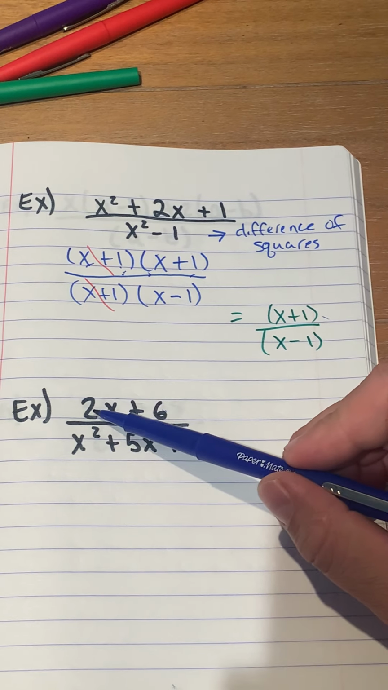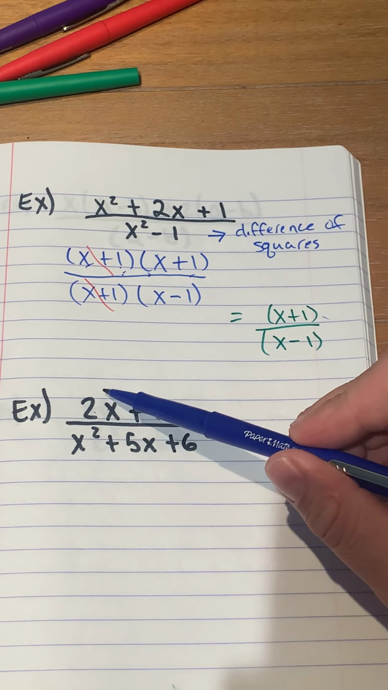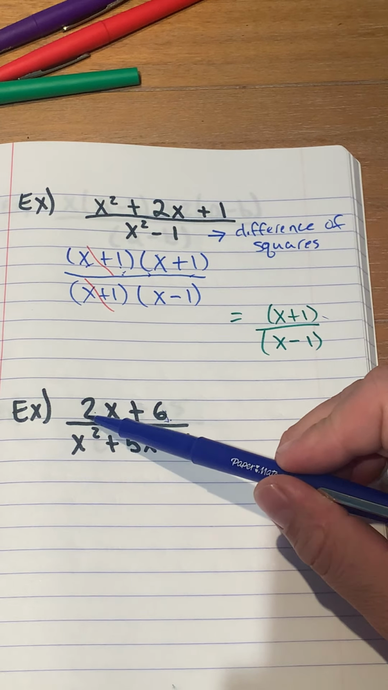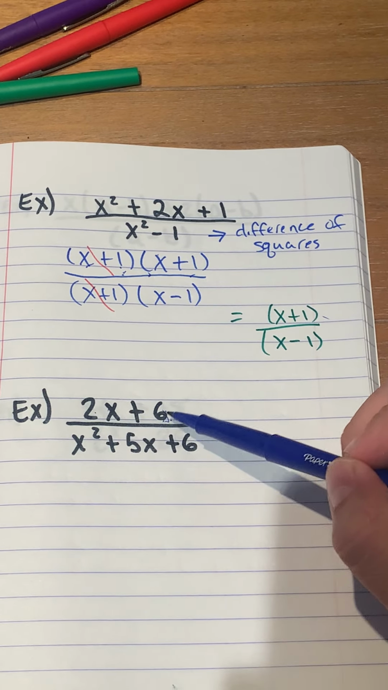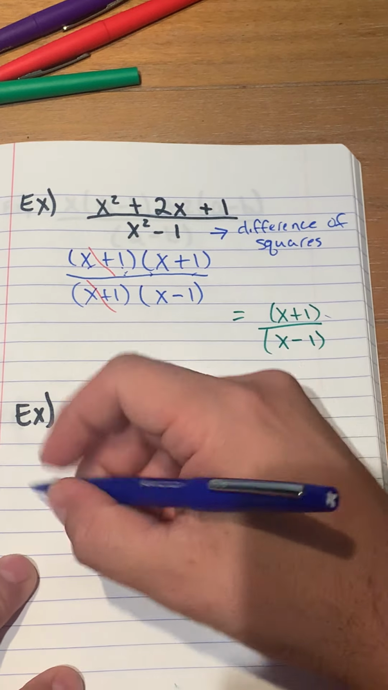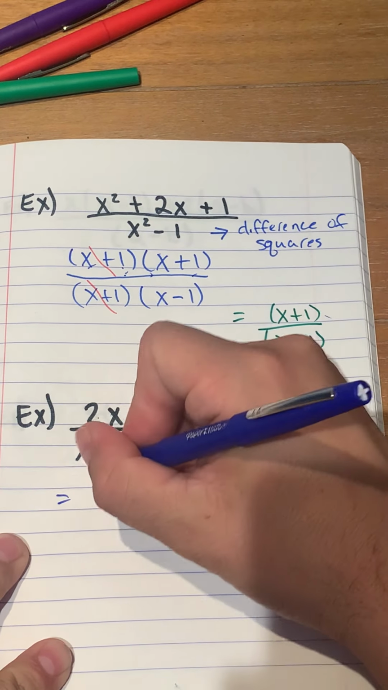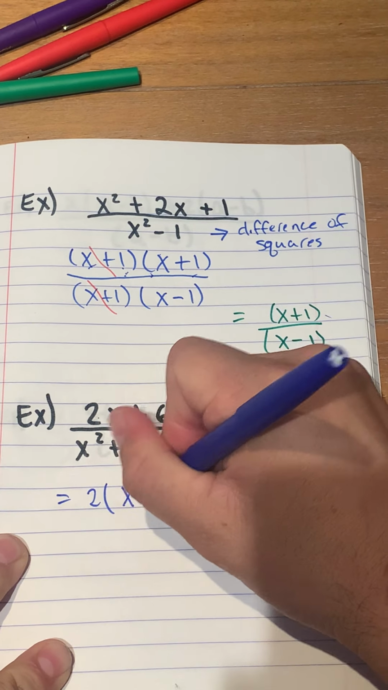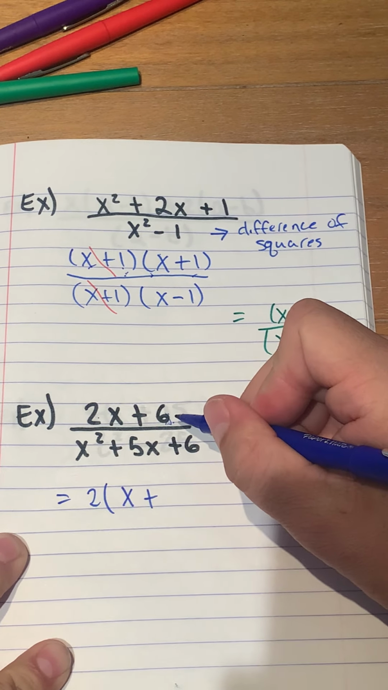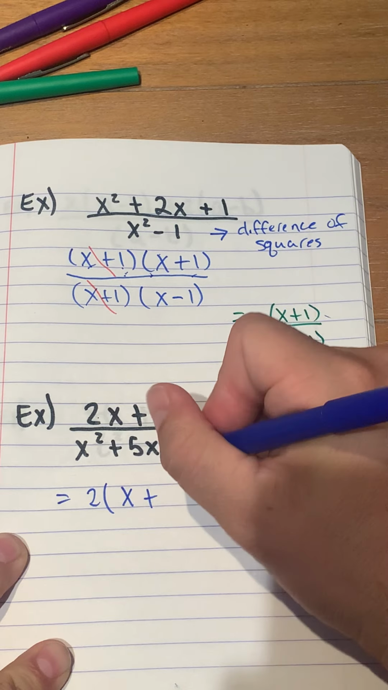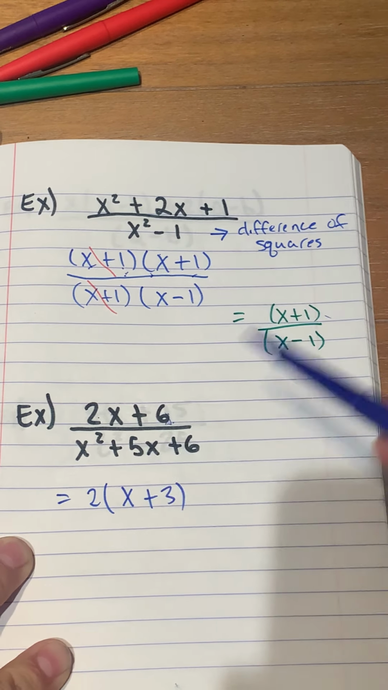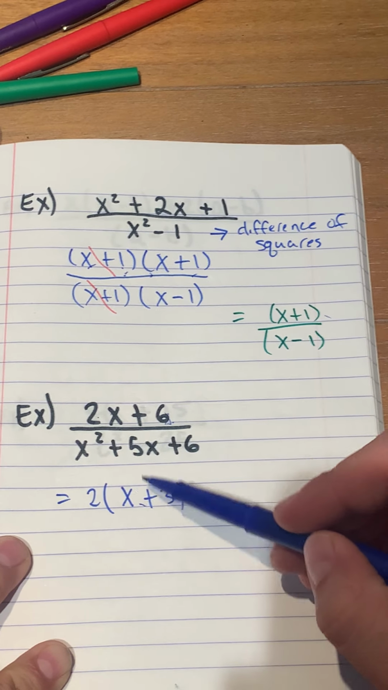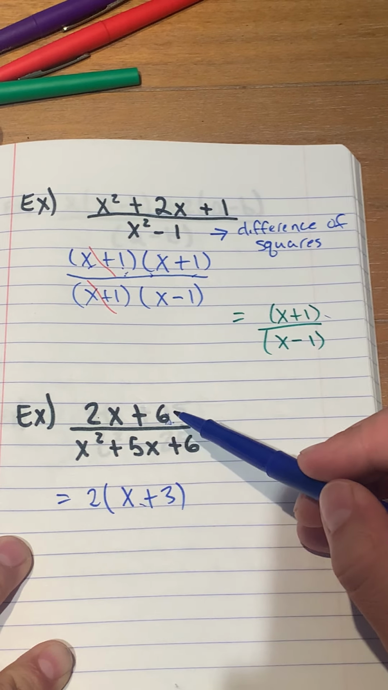Well, from here we have 2x plus 6. We can factor out the 2 from each term, right? Divide this by 2, divide this by 2. So simplifying the numerator, we have 2 times x plus, 6 divided by 2 gives me 3. Again, how do we check it? 2 times x gives me 2x, plus 2 times 3 gives me 6.